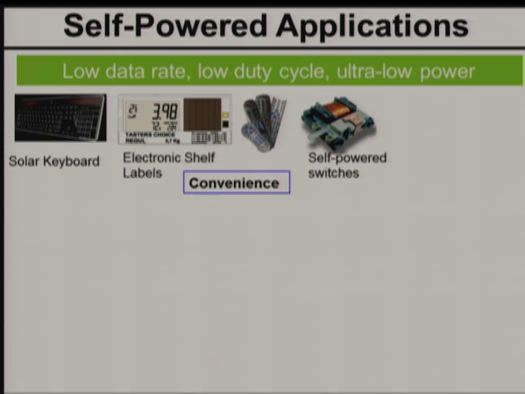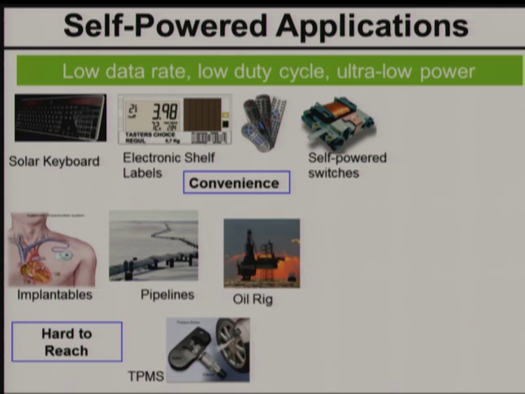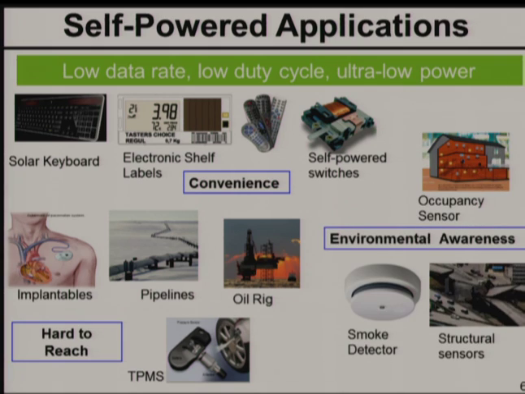Almost all of these systems have the traditional characteristics of low data rate, very low duty cycle of operation, and eventually ultra-low power. Be it for convenience, as in the case of a solar keyboard or electronic shelf tags, or whether it's very hard to reach, in the case of implantables or oil pipelines, or for environmental awareness, in the case of smoke detectors, motor monitoring, and occupancy sensors, it is convenient for us to try to replace the battery and power these systems from the ambient energy that's available.